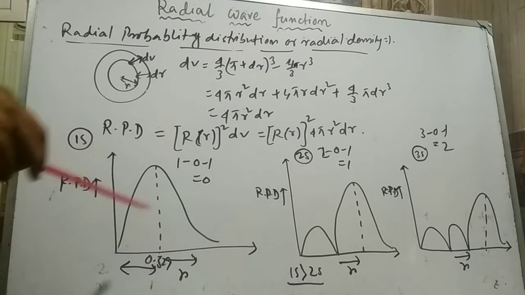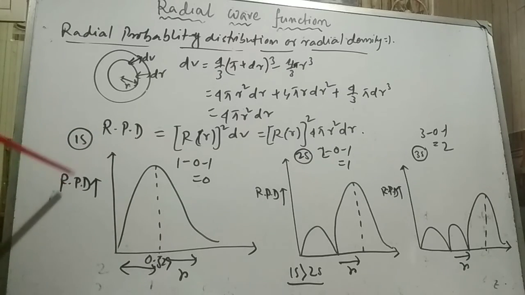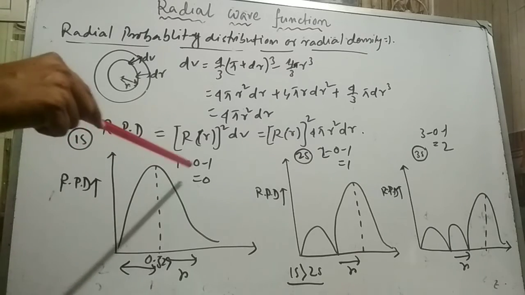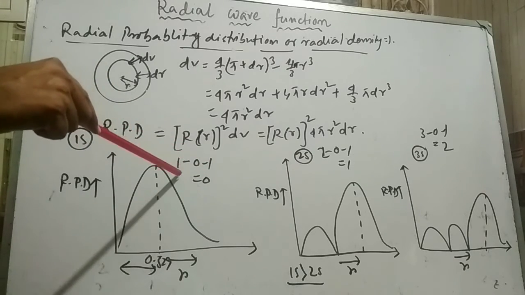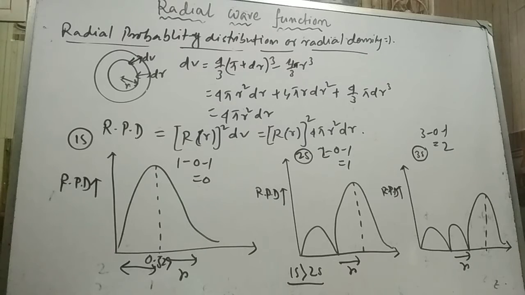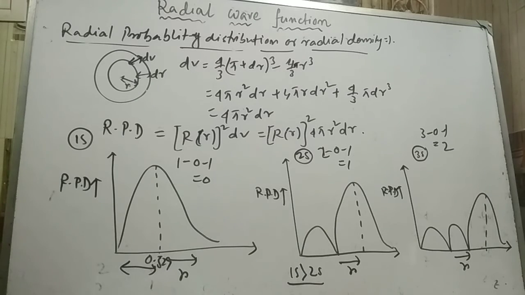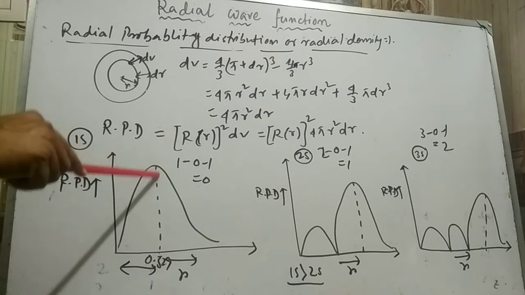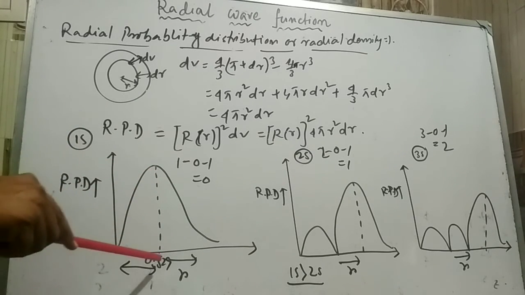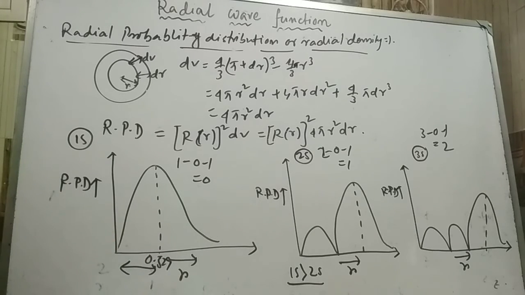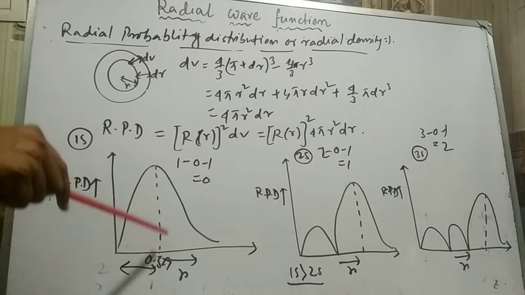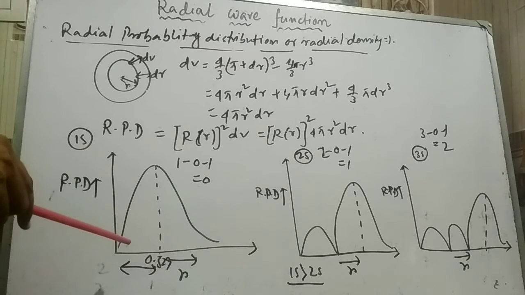Here we have plotted the radial probability distribution of the 1s atomic orbital. In case of the 1s atomic orbital, firstly the node is calculated; the node is 0. So the curve starts from the origin and there is no node, and this is the curve. The probability of finding the electron is maximum at this point. This is called the Bohr radius and the value is 0.529 Å.